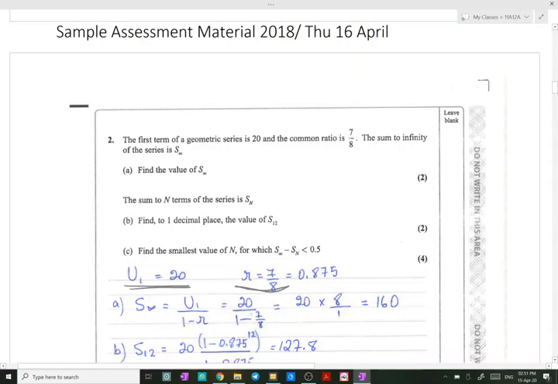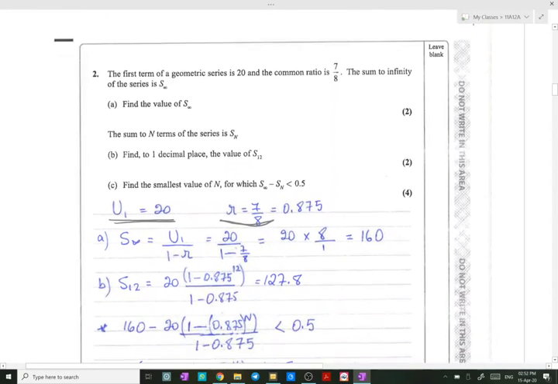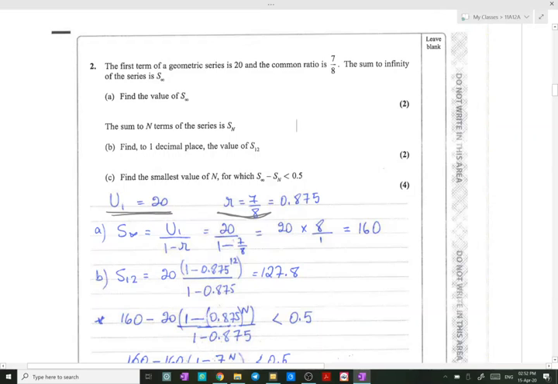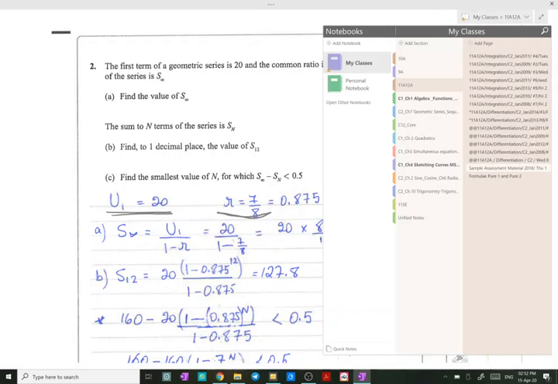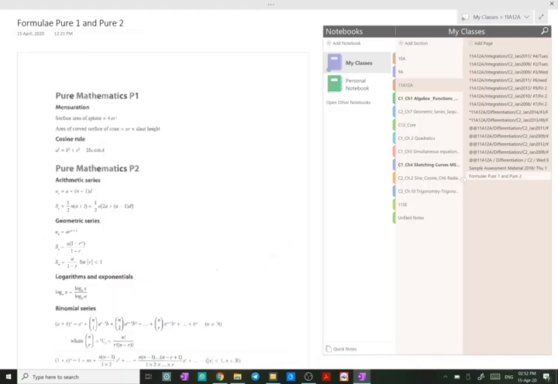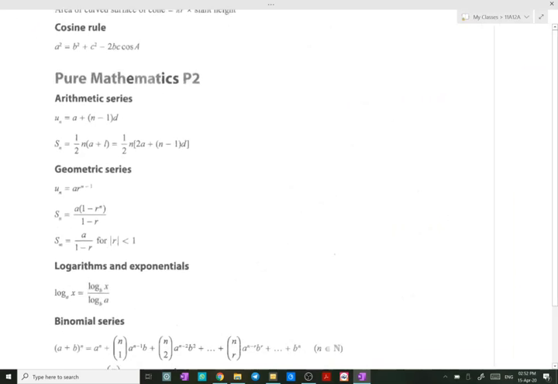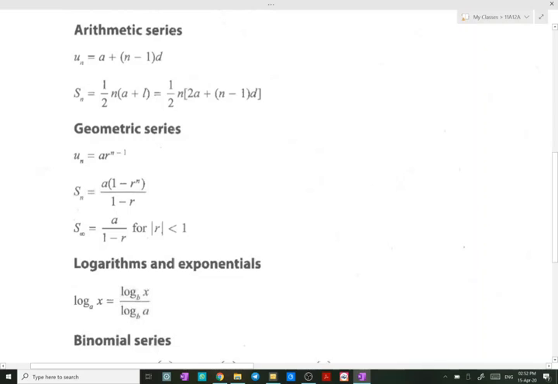The sum to infinity of the series is S infinity. So we call S infinity the sum to infinity in a geometric series. Find the value of S infinity. Now, for this example, we need to look at the formula booklet, and the formula booklet is found here. So S to infinity has this formula, which is given to you using the formula booklet.